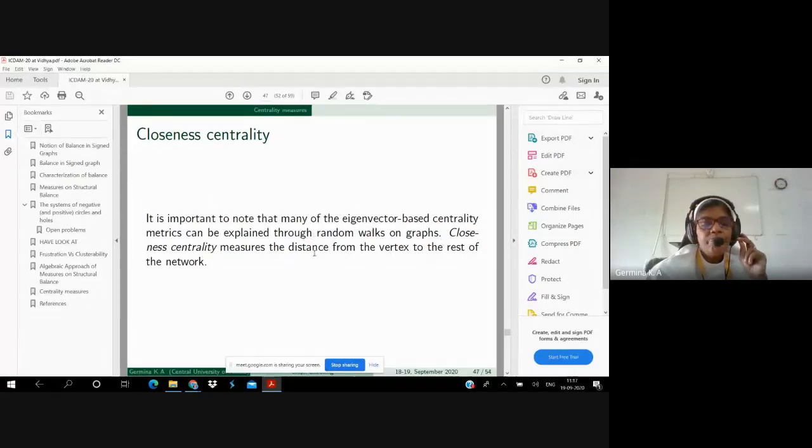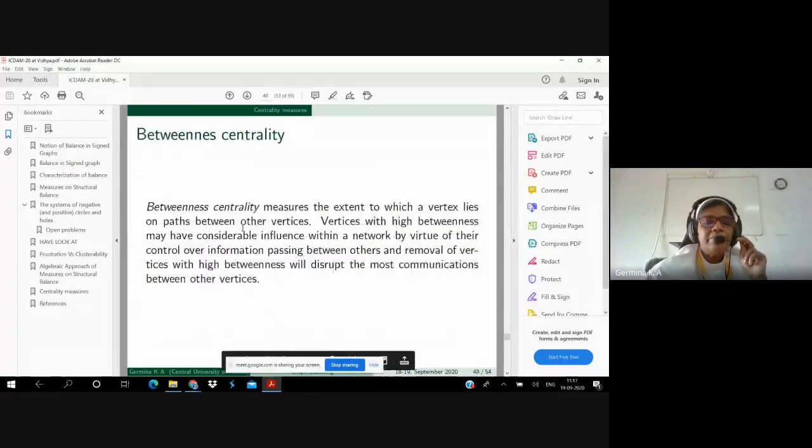Closeness centrality measures the distance from the vertex to the rest of the network. So this also is important in the sense of how far I am from a particular vertex, how far I am from a more influencing person. This closeness centrality measures that.